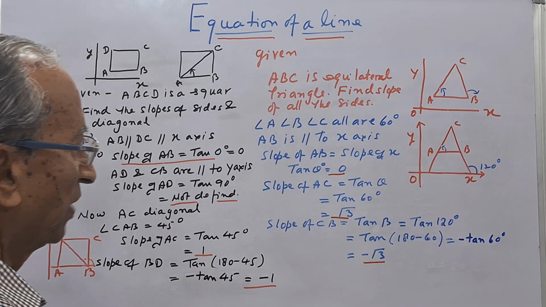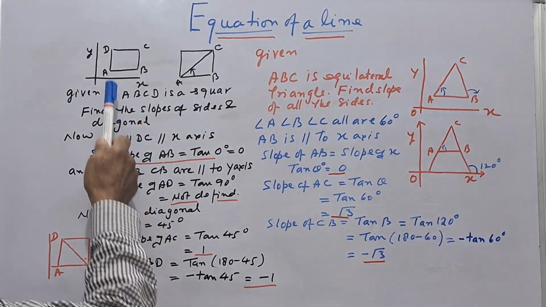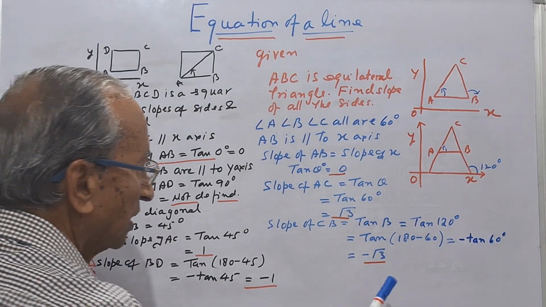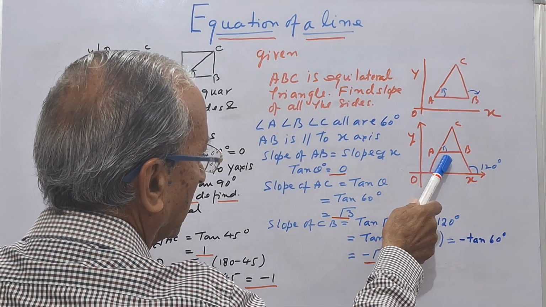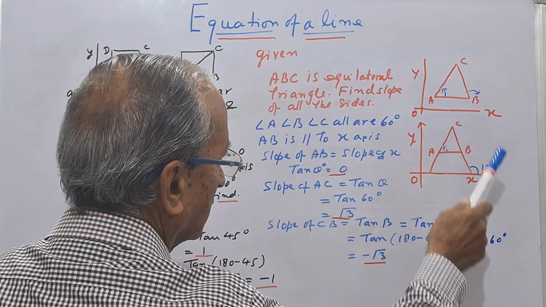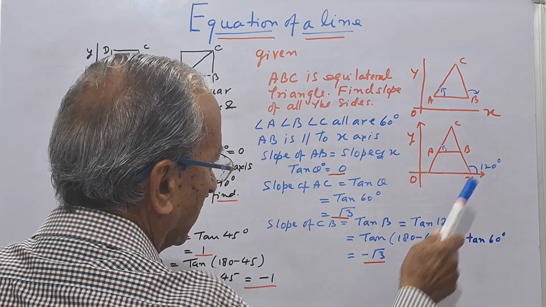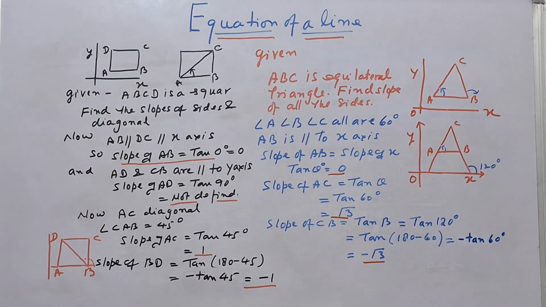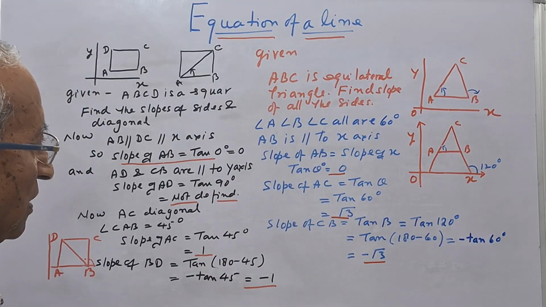So here you have to see the lines which are parallel to the x-axis and the lines which are parallel to the y-axis. And one thing, you have to see the angle here, AC is 60 degrees, but the CB angle will be 180 minus 60, that is 120. So here we have to take tan of 180 minus 60. So this is how we find out the slopes of a triangle and a square.